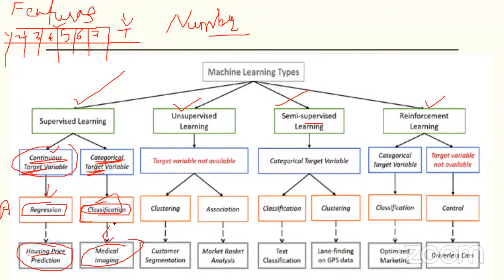Okay, so unsupervised learning is where you do not have past data, but you want to predict. There are some examples where it is possible to do that.